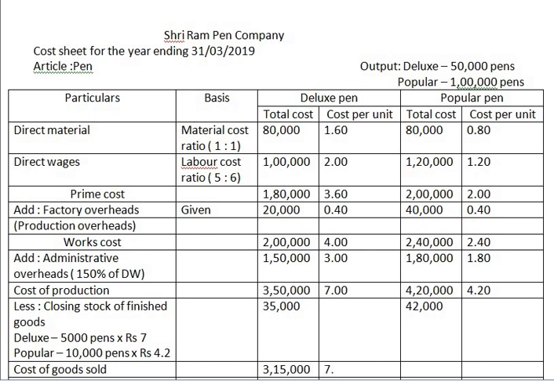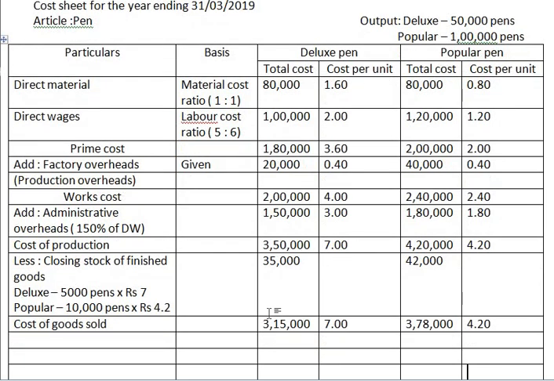This is 7 rupees as it is. And here it is 3,78,000. Okay. This is 4.20. Okay.